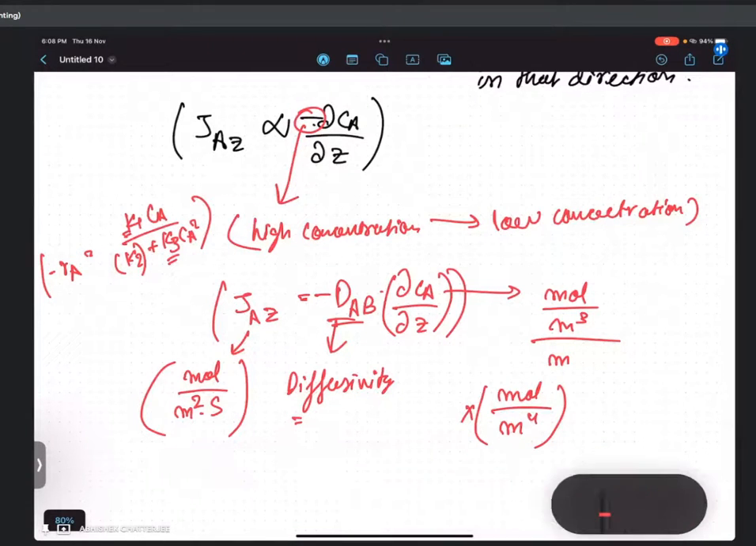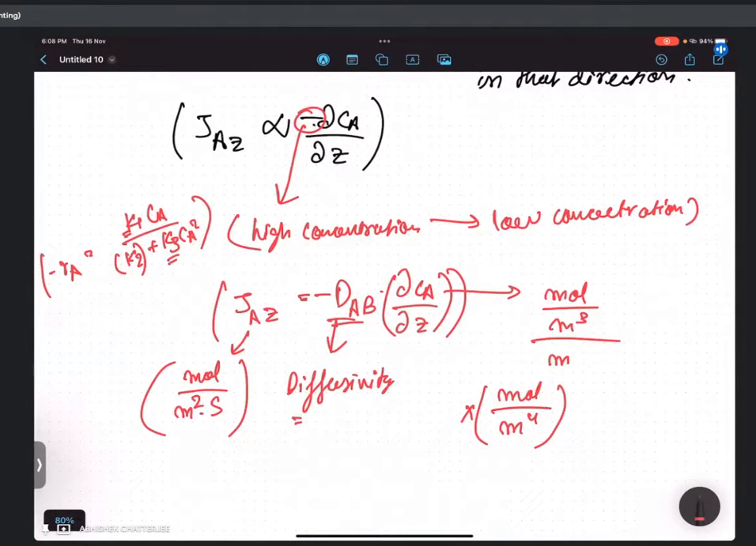So the same concept: for any equation to be dynamically correct, the unit on the right hand side must be equal to the unit on the left hand side. The left hand side unit is mole per meter square second, the unit of flux. Now let us derive the right hand side unit. ∂Ca/∂Z is mole per meter to the power 4. What is the unit of diffusivity? Let us equate it.